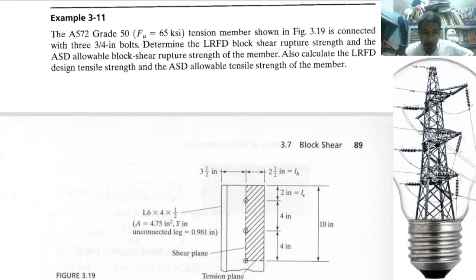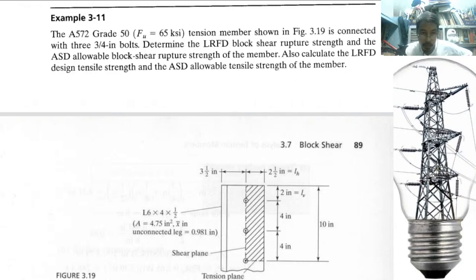We are given A572 Grade 50 with Fu of 65. The tension member is connected with three 3/4-inch bolts, as shown in the figure. Determine the LRFD block shear rupture strength and the allowable block shear rupture strength. So we are looking for the rupture strength of the member. Also calculate the LRFD design tensile strength and allowable tensile strength of the member.